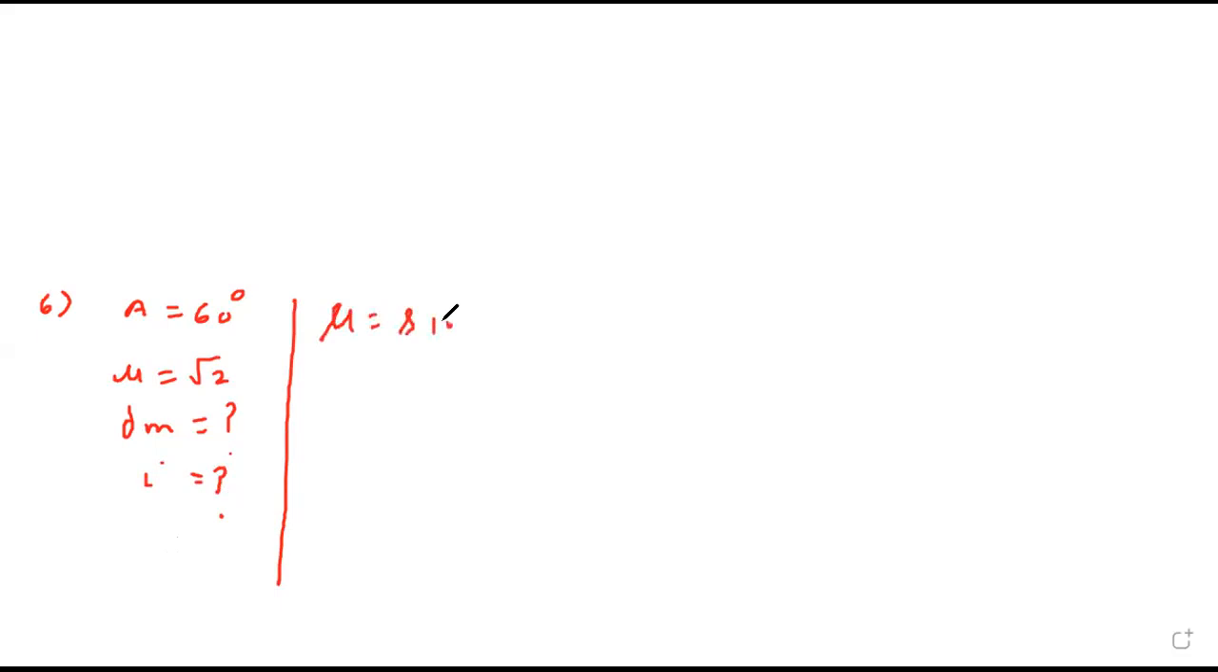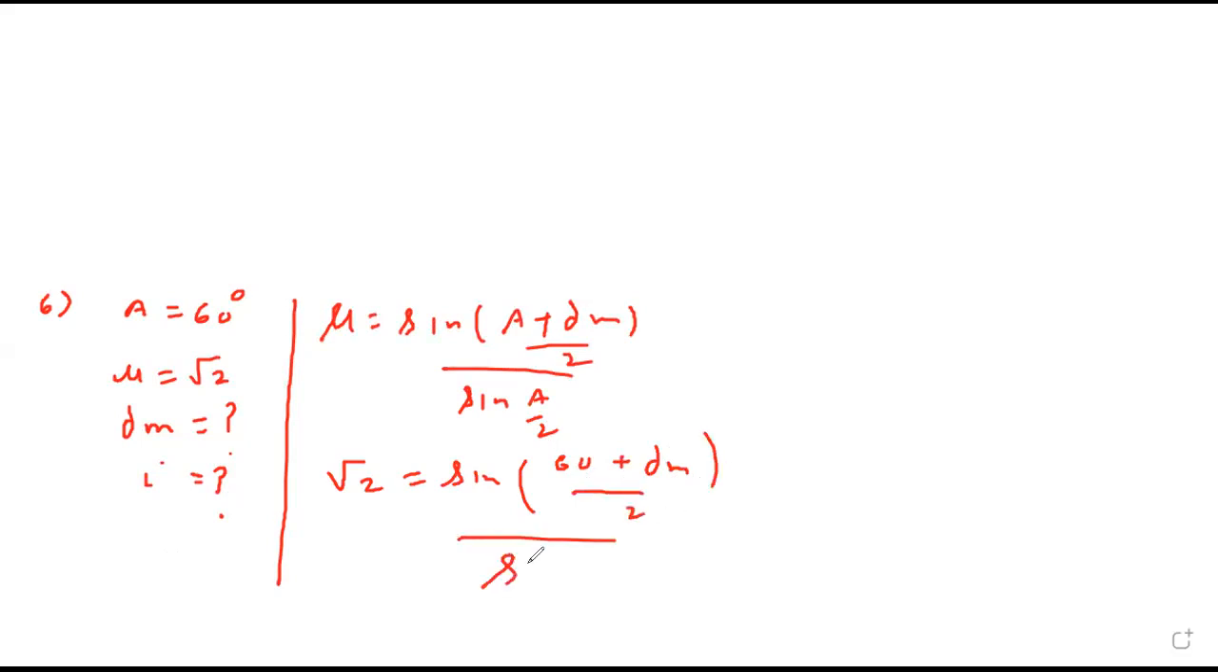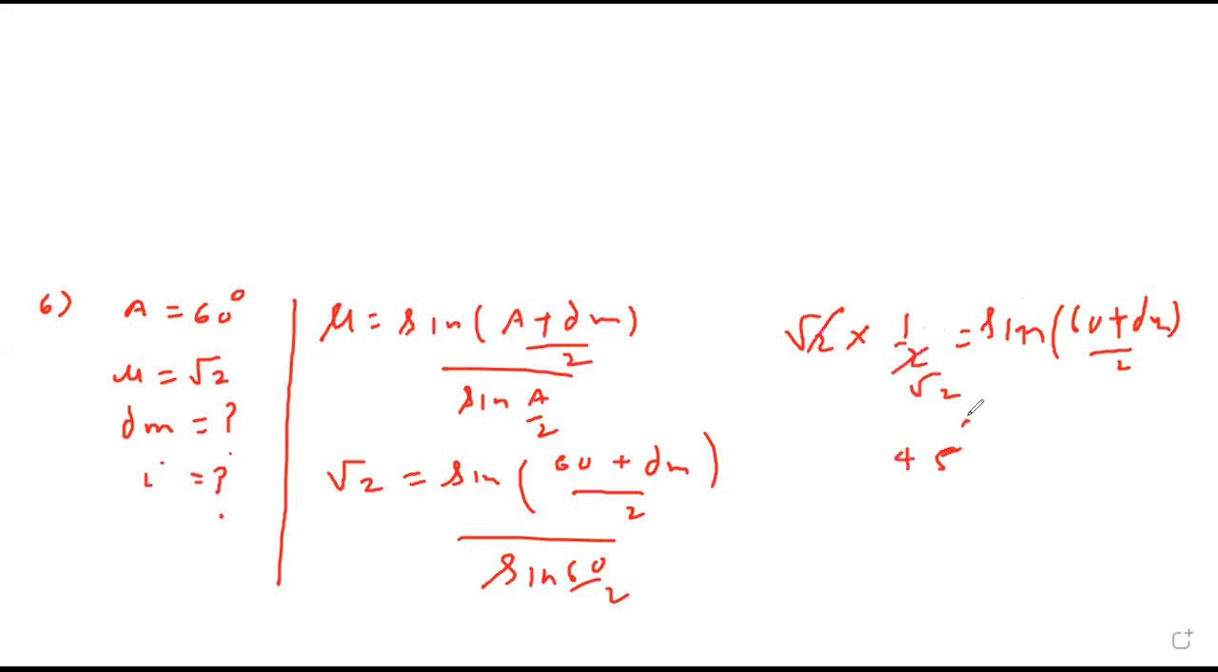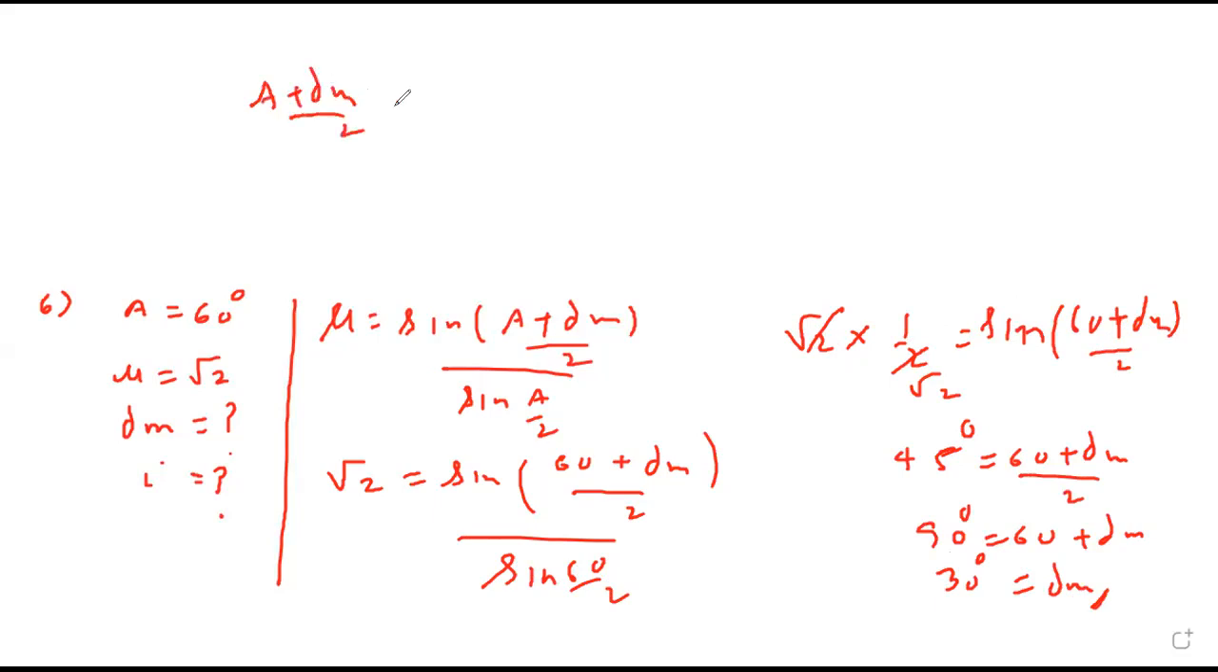First, mu is sine of (A plus delta M) upon 2 divided by sine A by 2. So root 2 is sine of (60 plus delta M) upon 2 divided by sine of 60 by 2. That is root 2 into sine 30, which is half, is sine of (60 plus delta M) upon 2. So this will become 1 by root 2. That means 45 degrees is (60 plus delta M) upon 2. So 90 degrees is 60 plus delta M, and 30 degrees equals delta M. Then since (A plus delta M) upon 2 is i, i will be (60 plus 30) upon 2. i is 45. Known values, see, we can do it very easily.